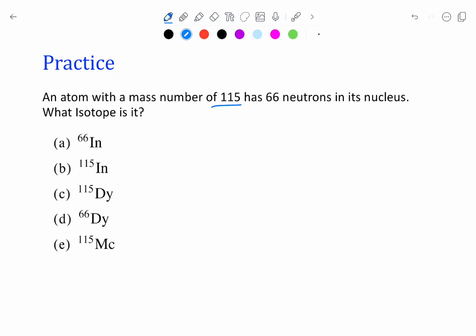We know our mass number is 115, meaning we can get rid of 2 of these examples already because they wouldn't have the appropriate mass number on the top there. So now we just have to utilize our number of neutrons and our mass number to find our number of protons. The difference between those is 49. So what element has 49 protons? Well, that is indium. I-N, indium.